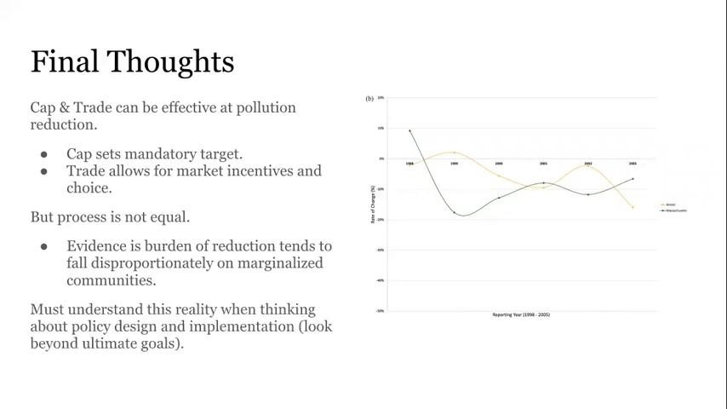And so we must understand this reality when we're thinking about policy design and implementation. We must look beyond the ultimate goals and see what happens along the way in the process of obtaining those goals. That's really important to think about from a policy standpoint when we think about equity and fairness, which are fundamental when we're thinking about the role of environmental policies.